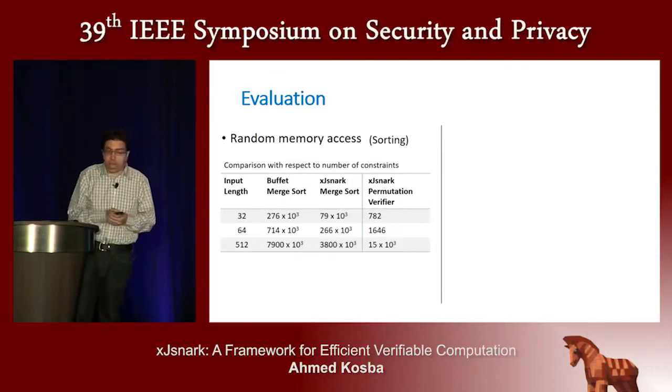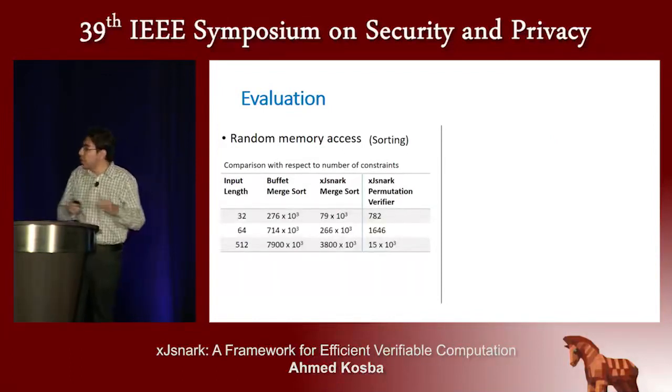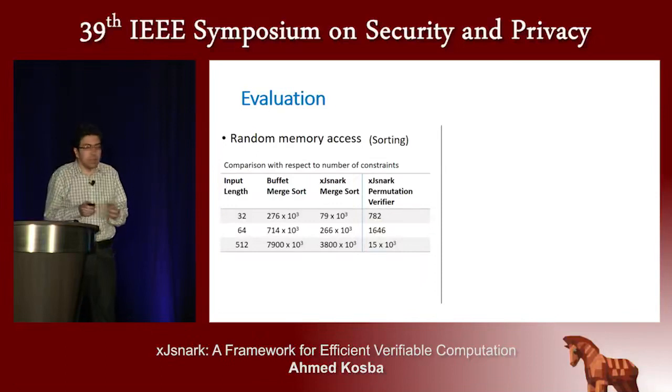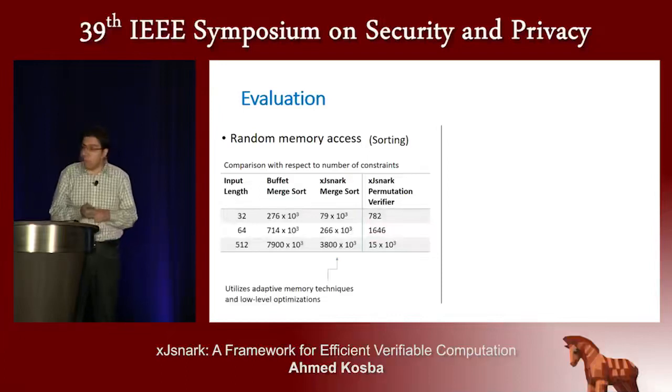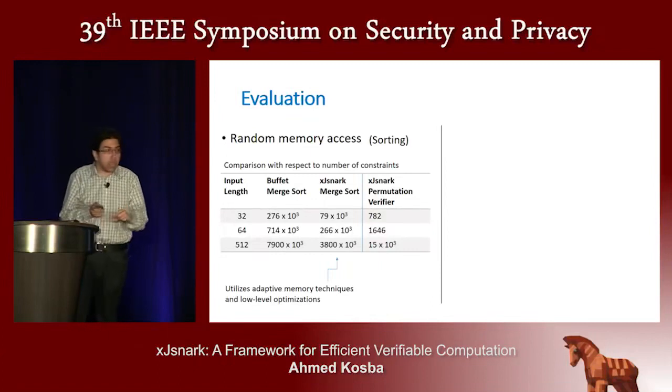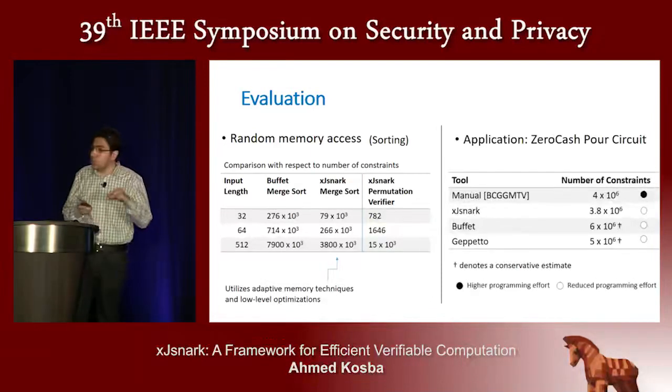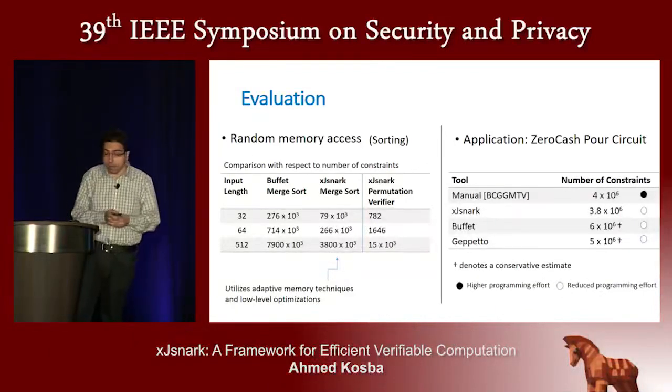Also for the random memory access applications, we show here, okay, so we have two options. Either, for fairness of comparison, to write merge sort code in our xJsnark, and in this case we also perform better than previous work. This is due to the adaptive memory techniques that we have and other low-level optimizations. And if the programmer chooses to use the permutation verifier to get better numbers, or to write the sorting as in the example that I showed, it actually gets orders of magnitude better.